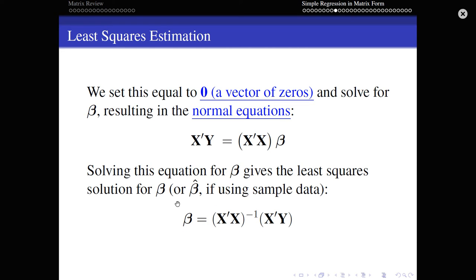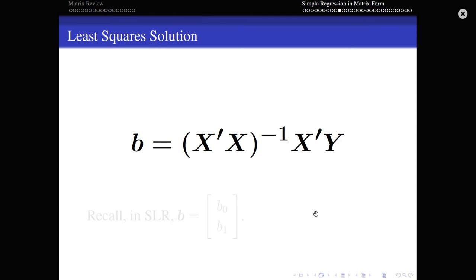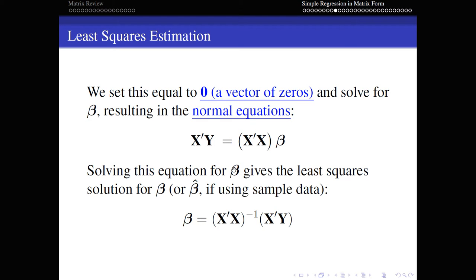Note that this is the solution for beta if we're using population level data, but we never do. So this is actually going to end up being the solution if we're using sample level X and sample level Y data for beta hat, or the B's, our parameter estimates in regression. Now, I want you to really think about this equation because this is so important. I'll go back to where it came from.